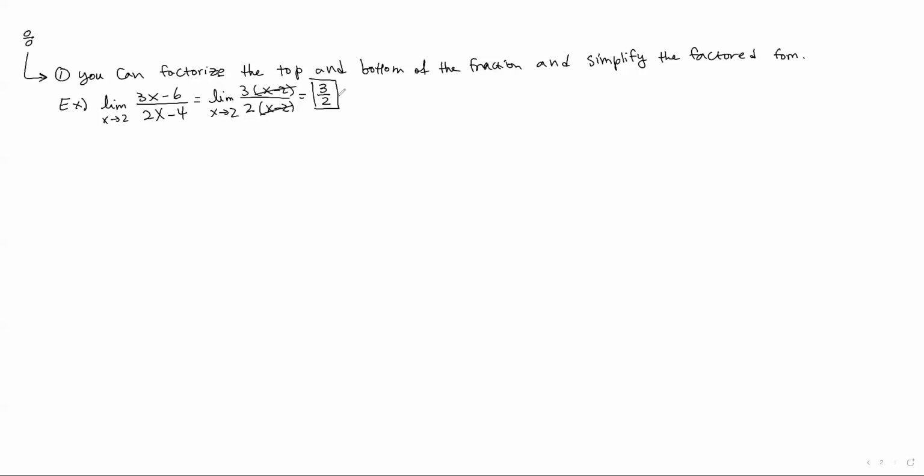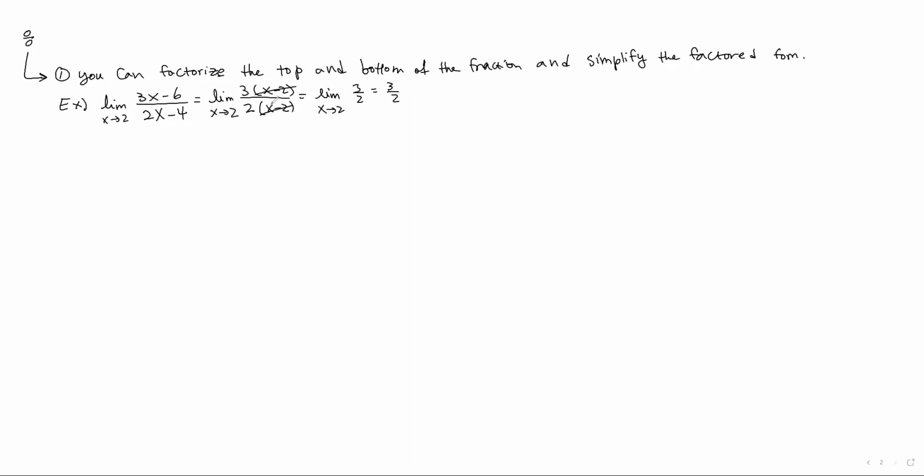Because you basically are left with the limit as x approaches 2 of 3 over 2, which is just 3 over 2, right? If you plug in the x in here, you just get 3 over 2. You don't have an x. It's not dependent on x. Just in general, the limit of a constant is just going to be equal to that constant.